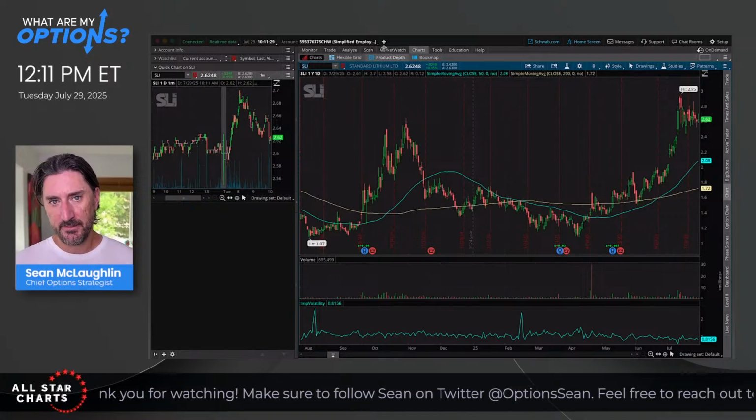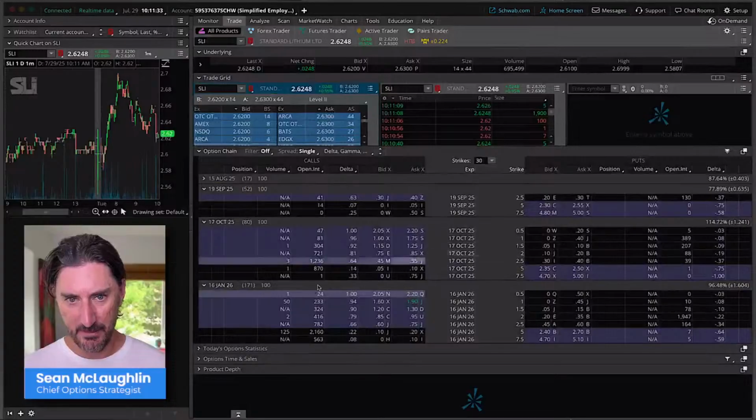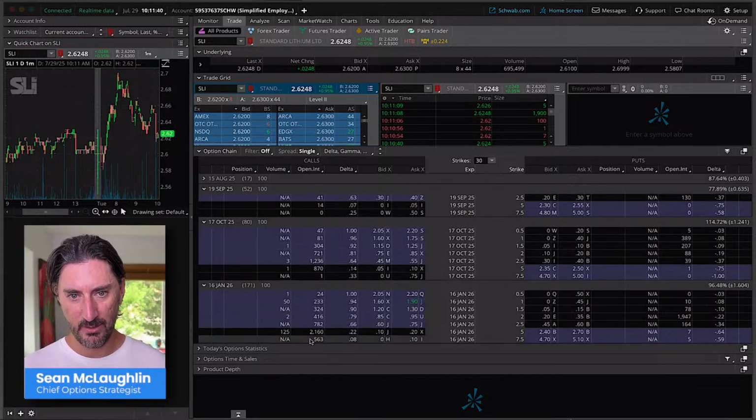Well, it's a cheap stock. It's a $2.62 stock. Let's see what these options chains look like. The options, yeah, I mean, there's open interest there. Not a whole lot of volume traded today, but that's okay. The bid-ask spreads are tight.